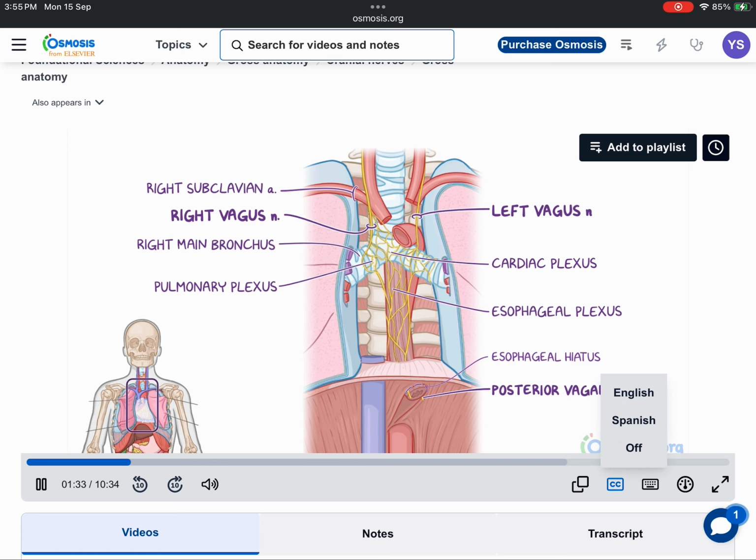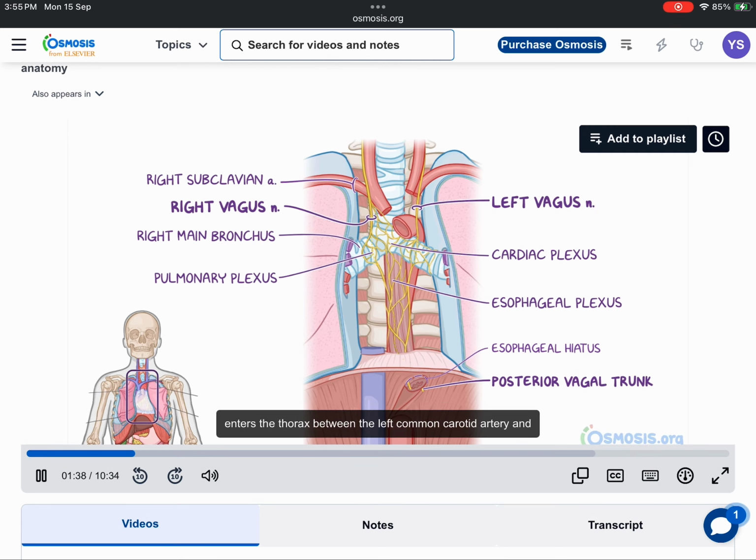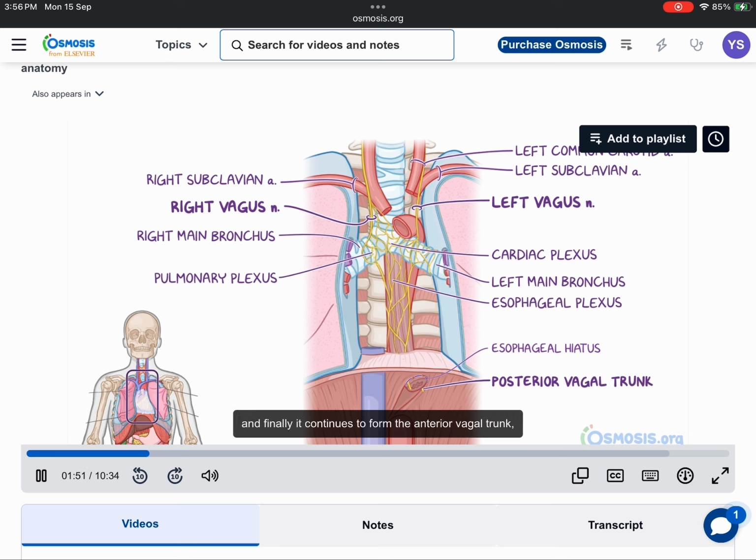The left vagus nerve, on the other hand, enters the thorax between the left common carotid artery and the left subclavian artery and descends on the aortic arch. Then it runs posterior to the left main bronchus, contributing to the cardiac, pulmonary, and esophageal plexuses. And finally, it continues to form the anterior vagal trunk and enters the abdomen through the esophageal hiatus.